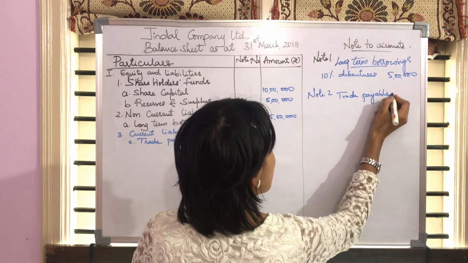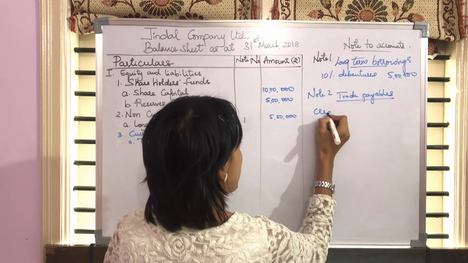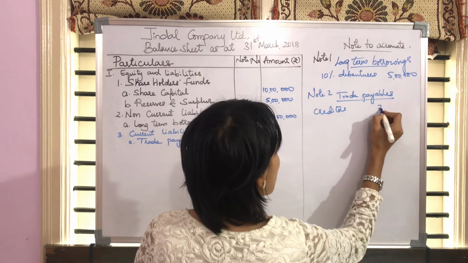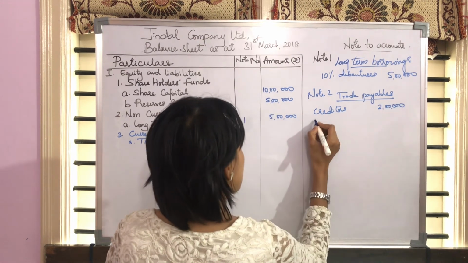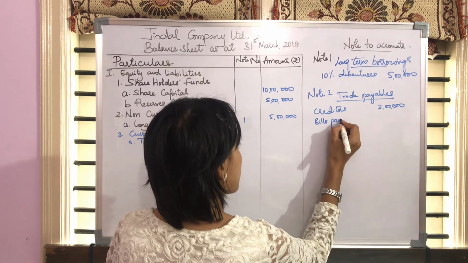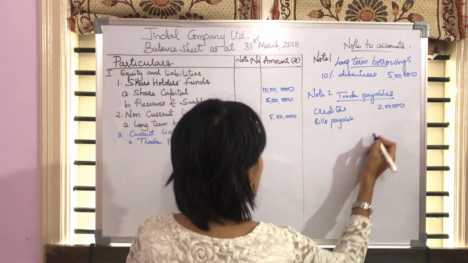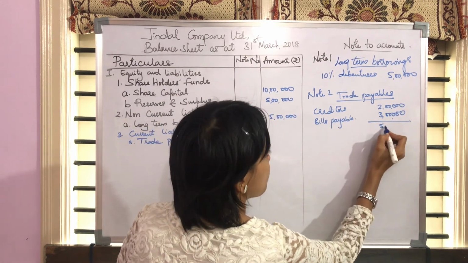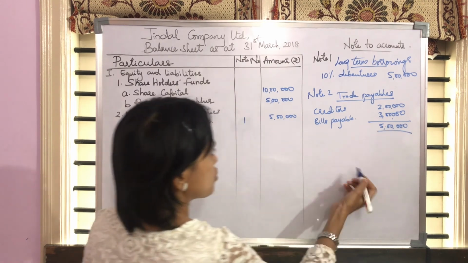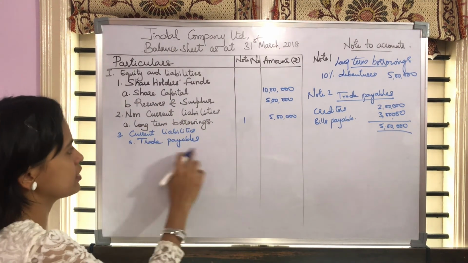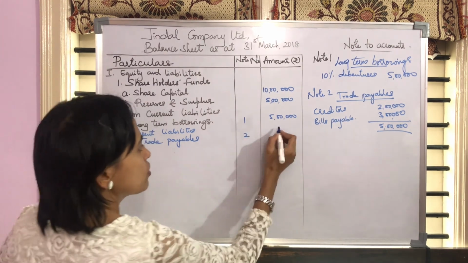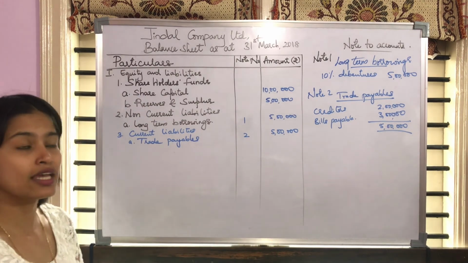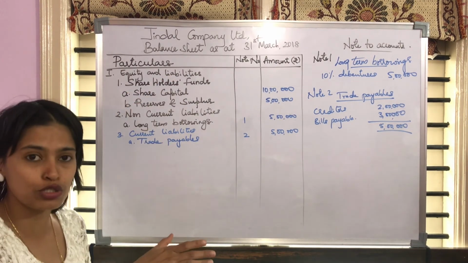Trade payables. First one I have in the question is creditors, amount being 2 lakh. The second one is bills payable, for this amount is 3 lakh. If you take the total, 5 lakh. So come back to your balance sheet. Under trade payables, note number 2, right? 5 lakh rupees. So that's it with the equity and liabilities. One portion of the balance sheet is completed.